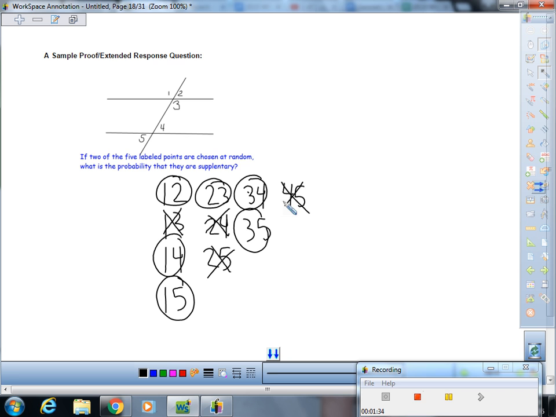So if we count up the total number, we have 1, 2, 3, 4, 5, 6, 7, 8, 9, 10. And we have 1, 2, 3, 4, 5, 6 possible choices. So if we simplify that, we get 3 out of 5. So that is the probability that the angles are supplementary if 2 are picked at random.